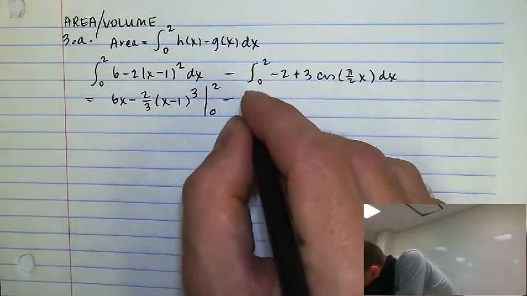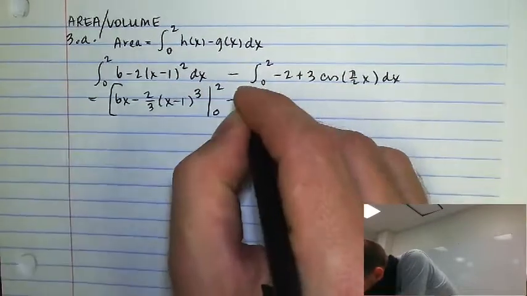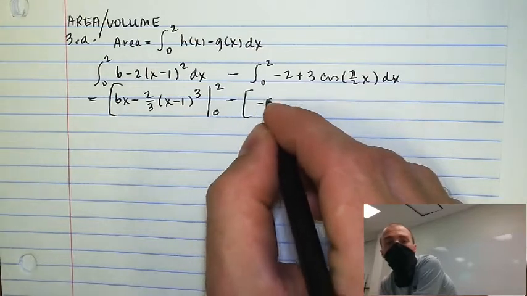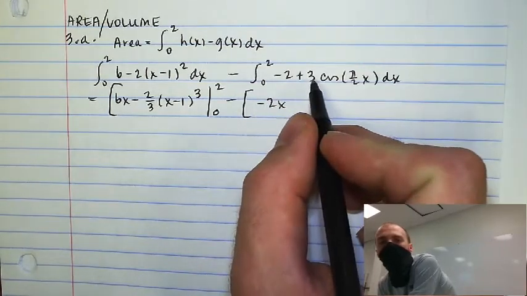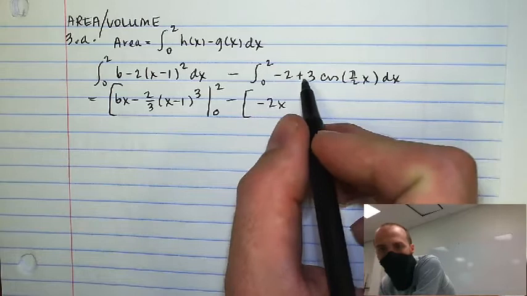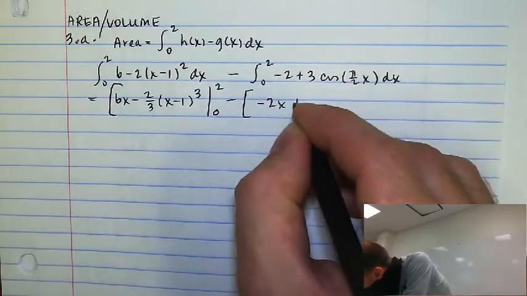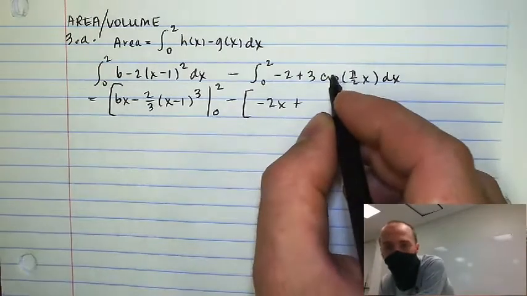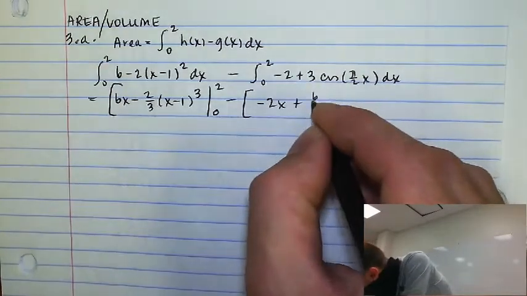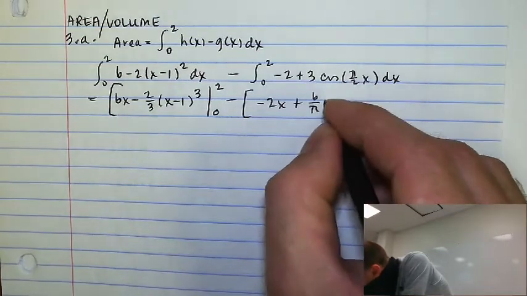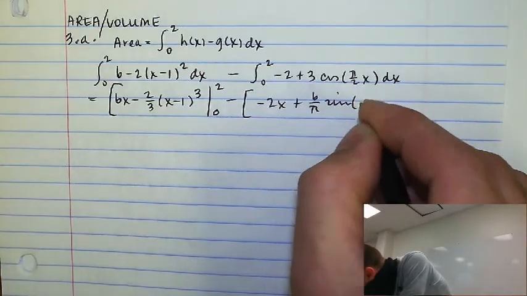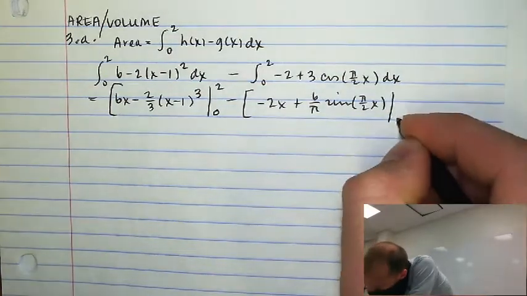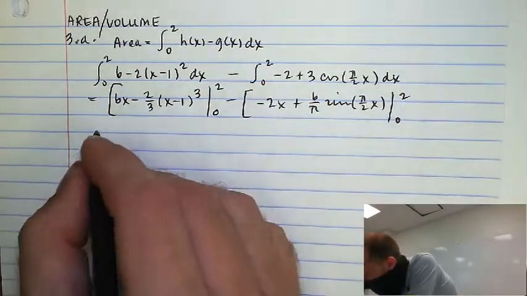Minus, okay, and then, well, some good grouping symbols here. Maybe I'll use negative 2x, and then the antiderivative for cosine is regular sine, so plus 3. Oh, but then I'm going to have to deal with this pi over 2. So I'm going to multiply by 2 over pi, to prepare for when the pi over 2 comes out for the chain rule. So that will become 6 over pi times the sine of pi over 2 x as x runs from 0 to 2.